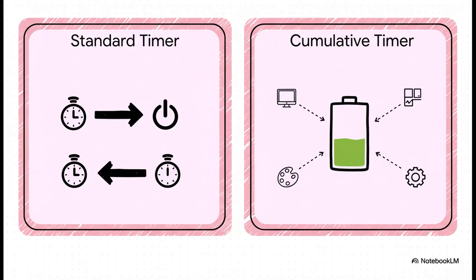So you've got 2 very different flavors here. The standard timer is pretty straightforward. It limits each individual session. You could set it to, say, 20 minutes. After that, the user just has to restart the app to get another 20 minutes.